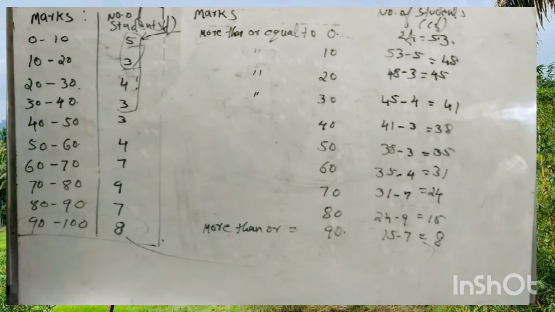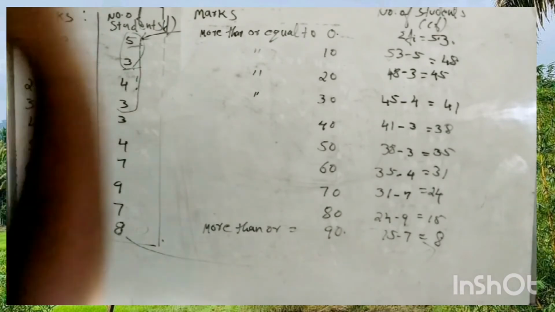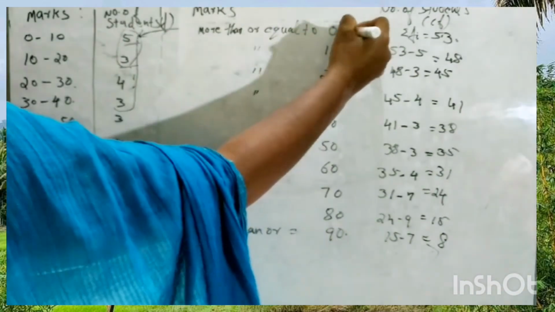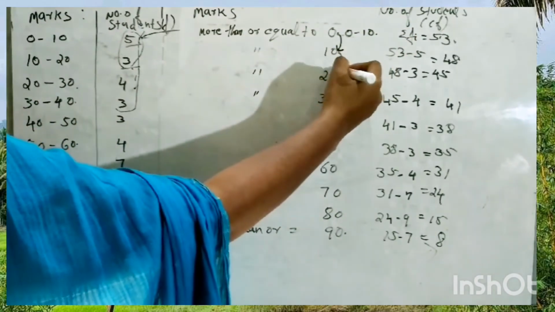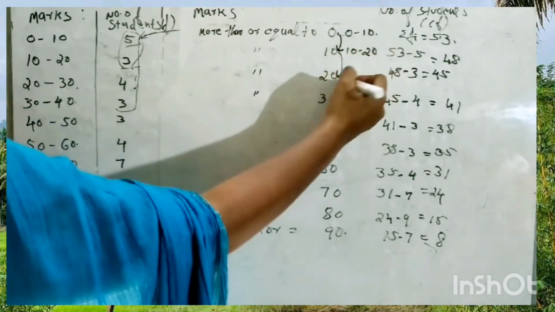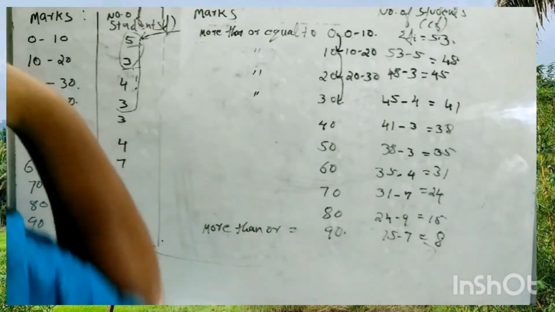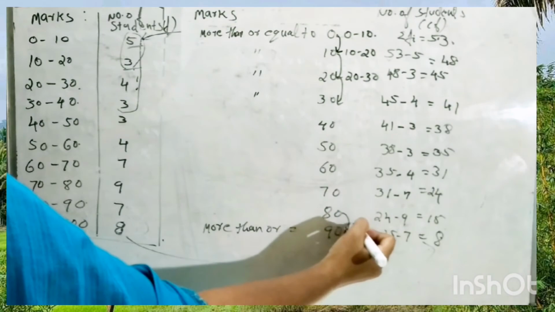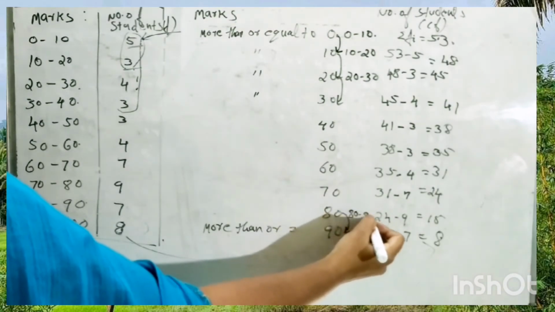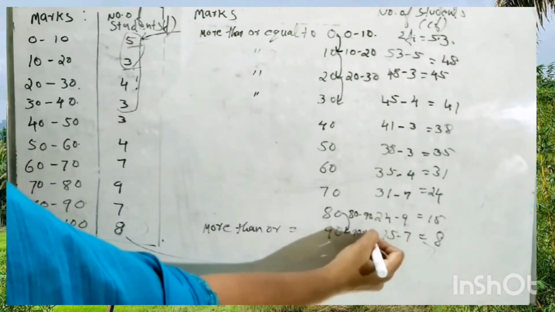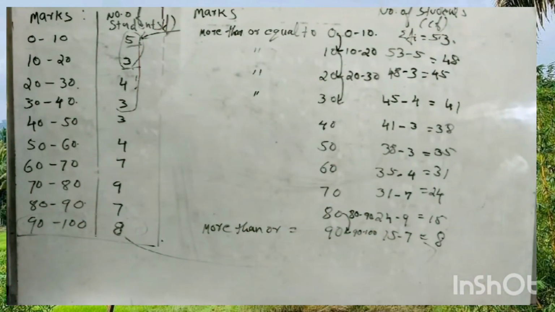Now we need to convert this into class intervals. More than or equal to 10 means we are writing it like this: 0 to 10, that is our first one. Then 10 to 20, that is our second one. 20 to 30, that is our third one. And similarly, we will write up to 80 to 90. And the last one is 90 to 100.